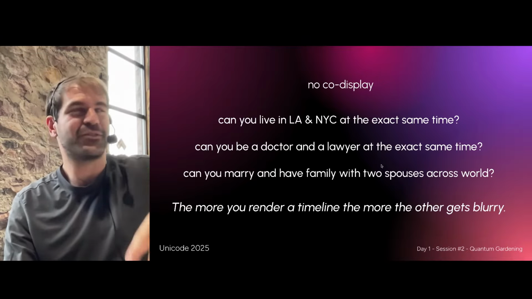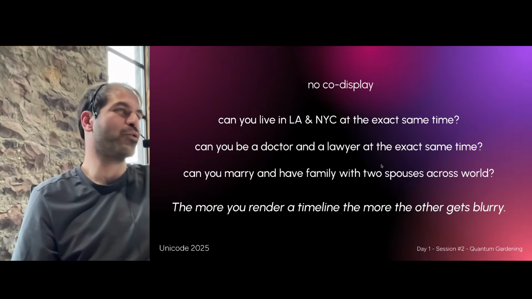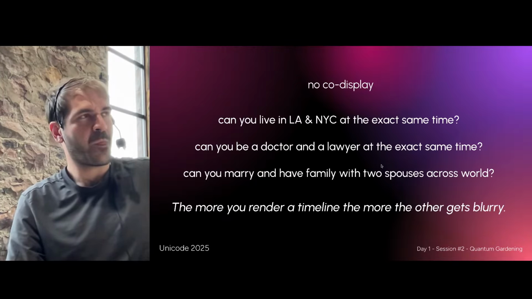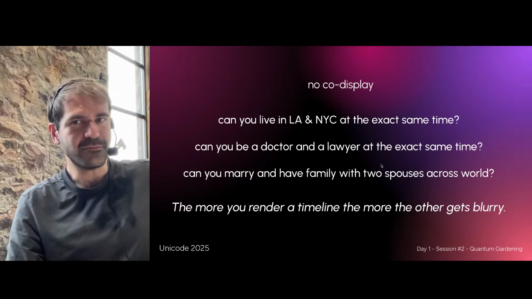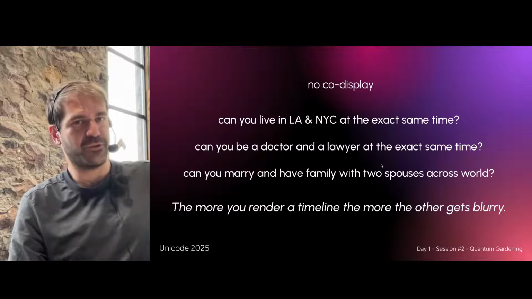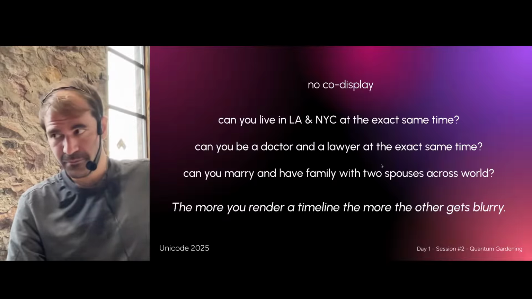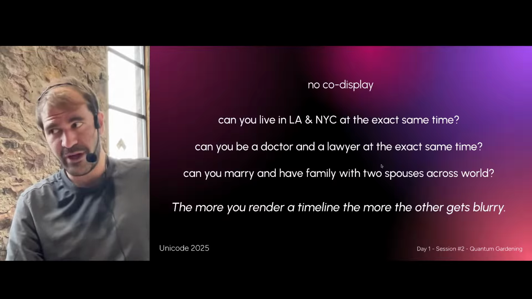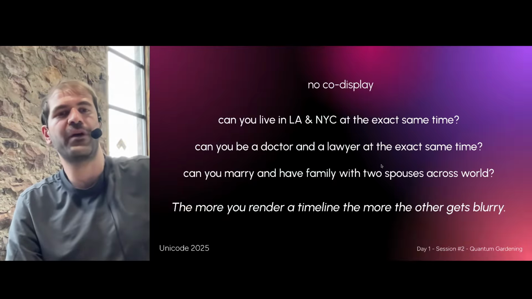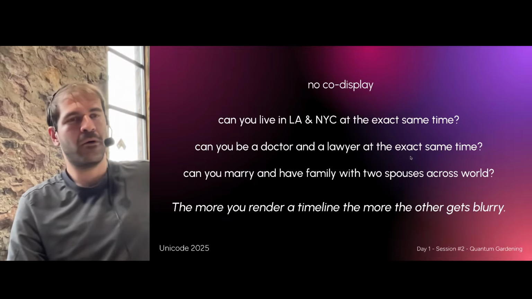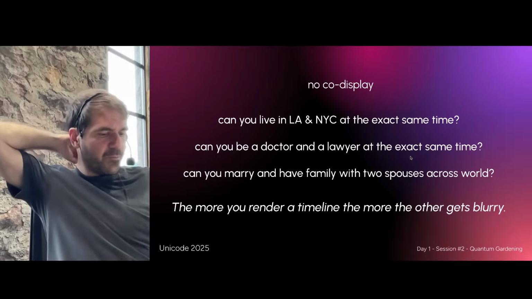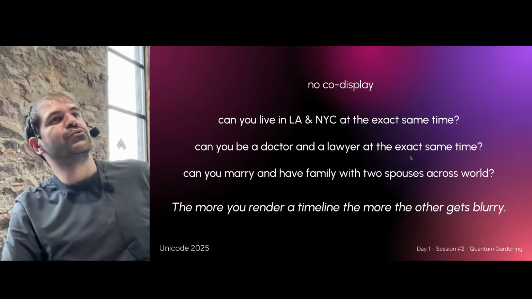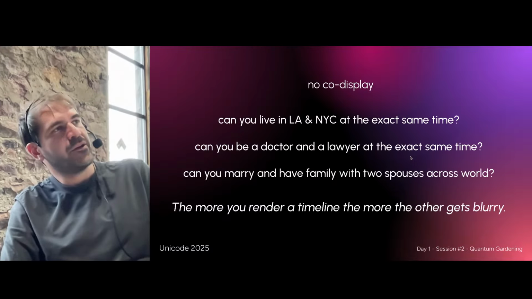These are really good examples. They're really simple examples of no code display. Can you live in LA and NYC at the exact same time? Can you be a doctor and a lawyer at the exact same time? Can you marry and have family with two spouses across the world? The more that you render a timeline, the more the other gets blurry.